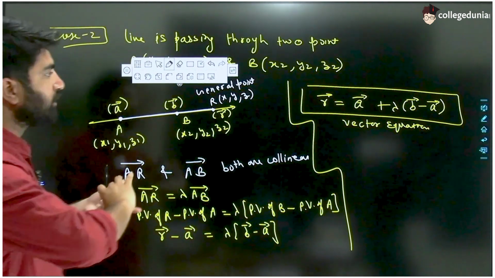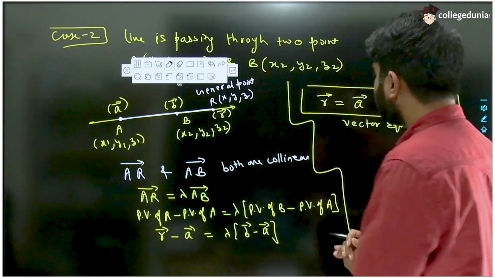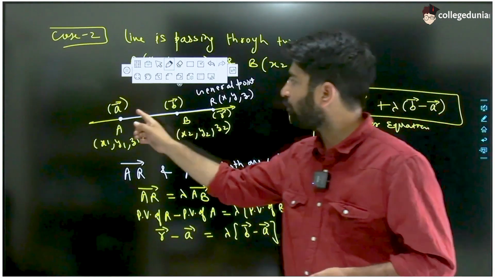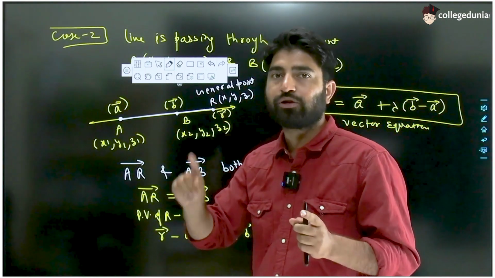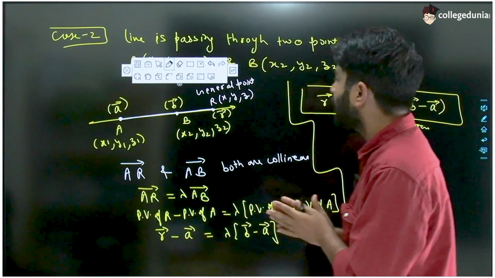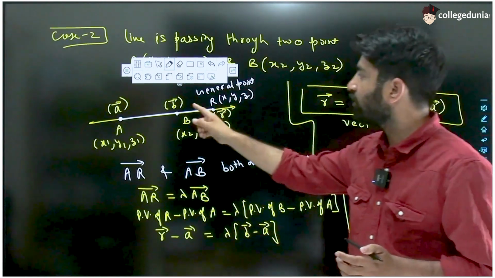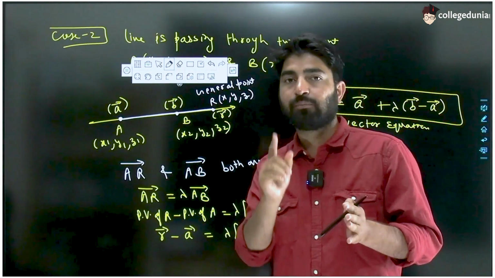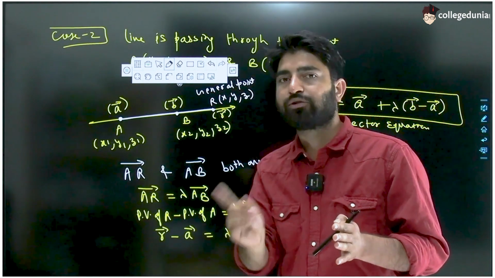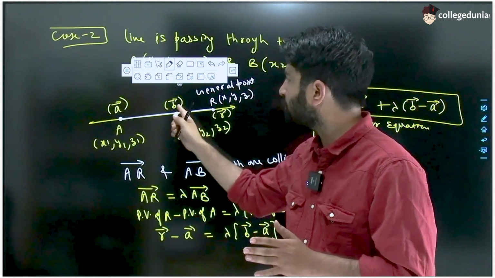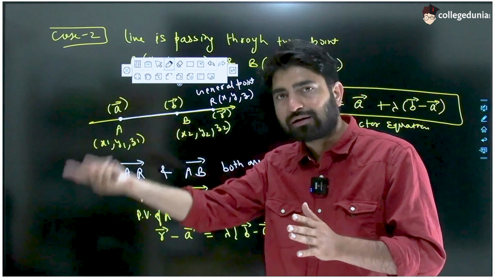Okay, so now the terminology has changed. In this situation, the small a vector represents the first point through which the line is passing, and this small b vector represents the position vector of the second point through which the line is passing. Earlier, this small b vector used to represent the parallel vector.